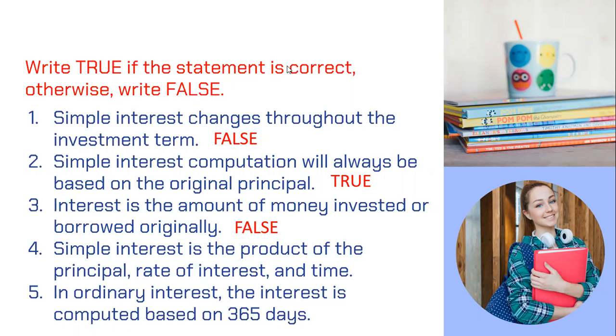Calvin. Parente. True po. Oh, that's true. That's actually the formula, di ba? Ng simple interest. Okay, let's have number 5.